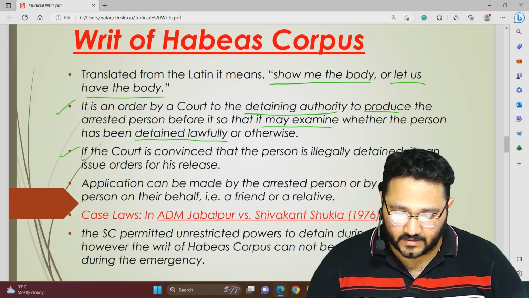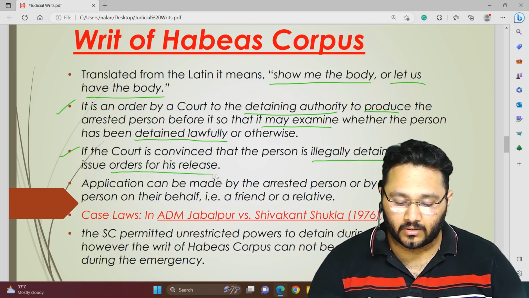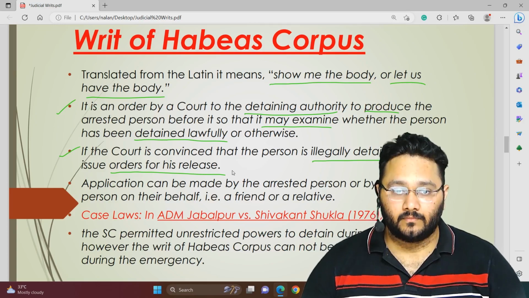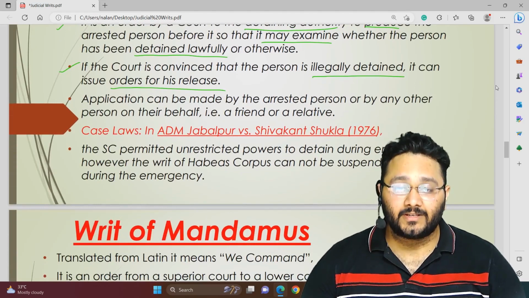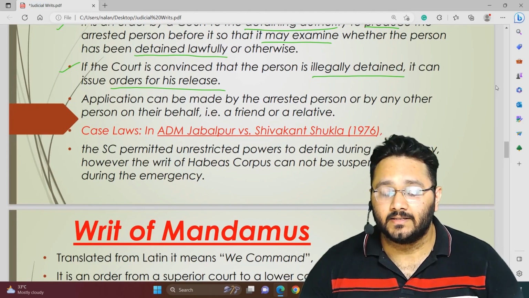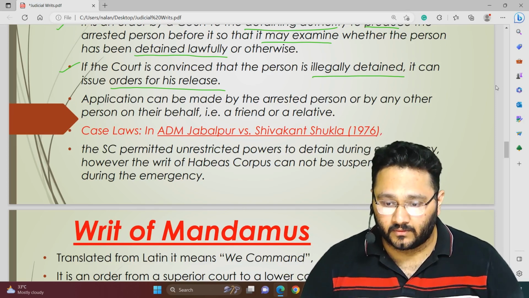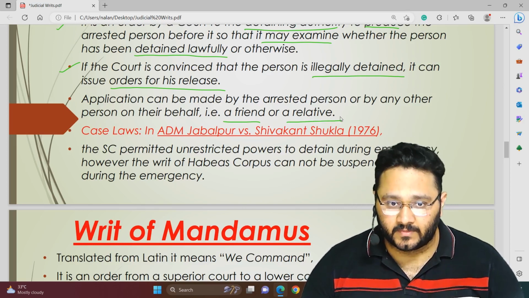If the court is convinced that the person is illegally detained, then the court can issue an order for his release. I hope you are getting this. Application can be made by the arrested person himself, and now the question arises, if he is already in custody, who is going to appear on his behalf? Any friend or a relative also can appear on that person's behalf.